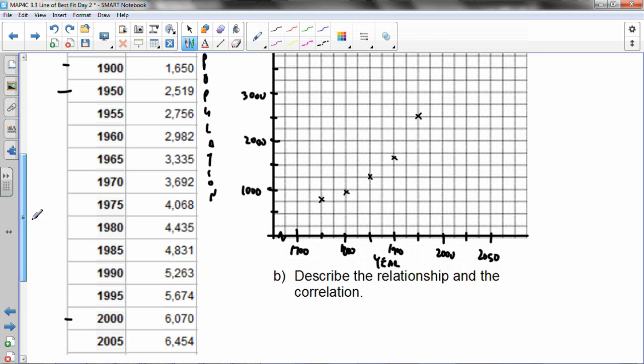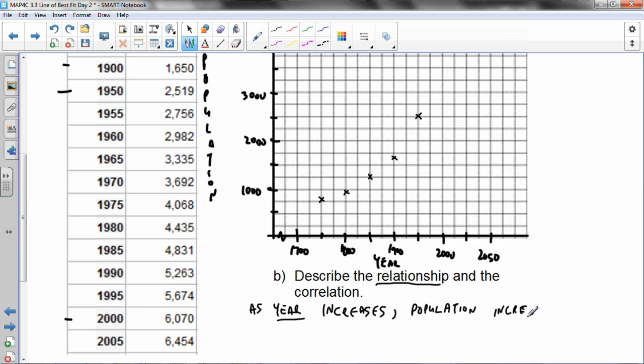Describe the relationship and the correlation. So the relationship is that sentence. I start it with, as year increases, and I always read it that way, right? I always think of the independent variable increasing. What happens to the population? Population, well, go figure, it increases as well.